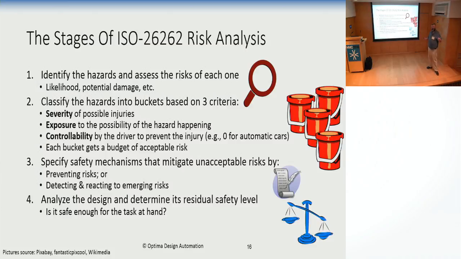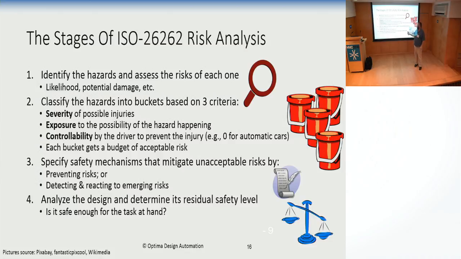So if the driver can detect it in time, or can control it in time pretty easily, then the risk is low, it is controllable. It's less of a problem. The less the driver can override it, the worse it is in terms of the overall classification. So given the severity, the exposure, and the controllability, I set an acceptable risk level.